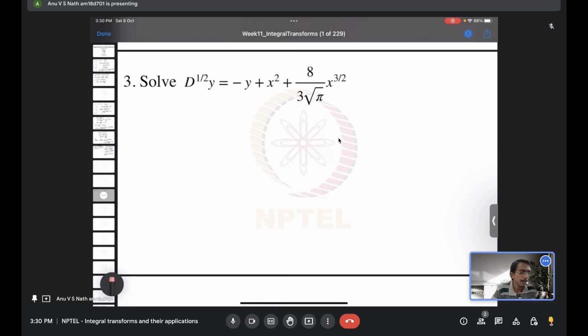So here we have a fractional differential equation. D raised to half y is equal to minus y plus x square plus 8 by 3 root pi x raised to 3 by 2. So find the solutions. I will give you some time to try this out, and then I will explain how to solve this.